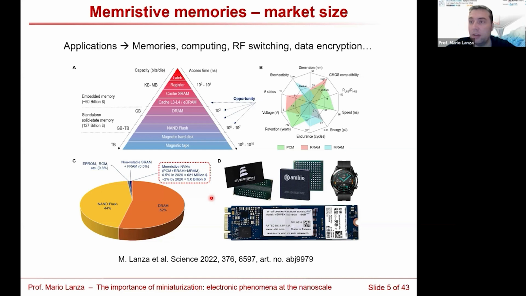The global market of resistive switching devices in 2020 was $621 million, which is 0.5% of the total standalone memory market, which is 5.6, which is much bigger. So by 2026, it is expected that this grows to 5.6 billion, which will represent 2% of the total memory market. This was the first application.